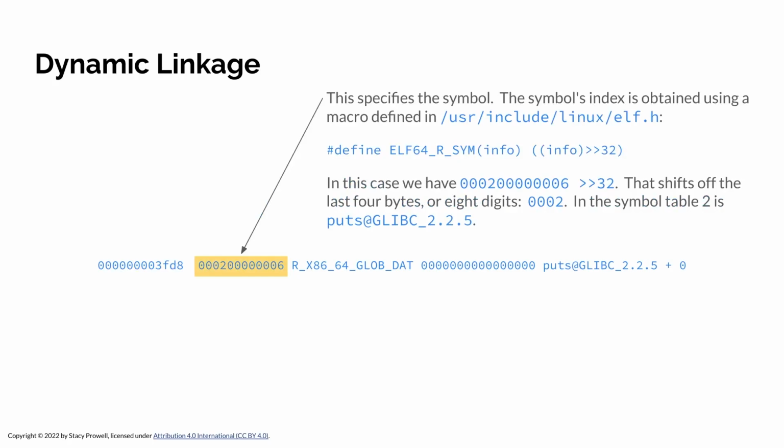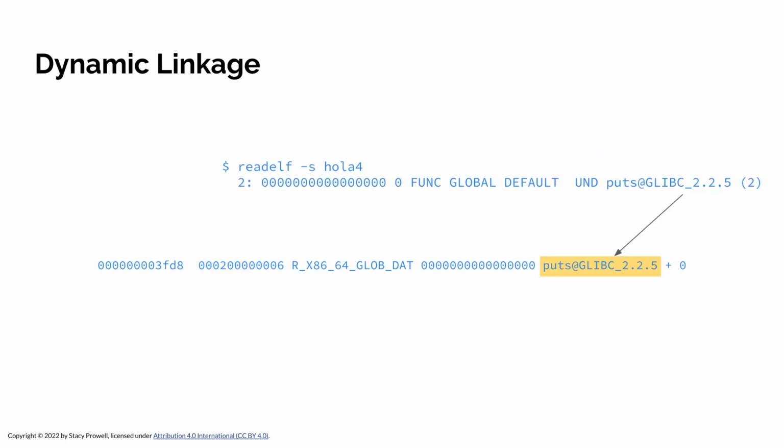This specifies the symbol. It's symbol 2. And in fact, if you look in user include Linux elf.h, you'll actually see that that's how we extract it, right? We give it the info piece. We then shift it to the right 32 bits. 32 bits is 4 bytes. So we go 1, 2, 3, 4, and that means we leave those last 2 bytes and we get 2. And it turns out, if we look in the symbol table, 2 is puts at glibc 225. And there's the symbol table entry for it, in case you didn't believe.